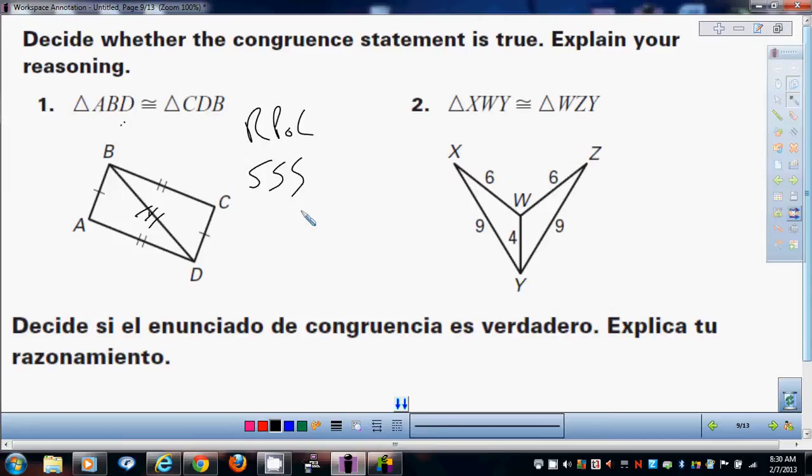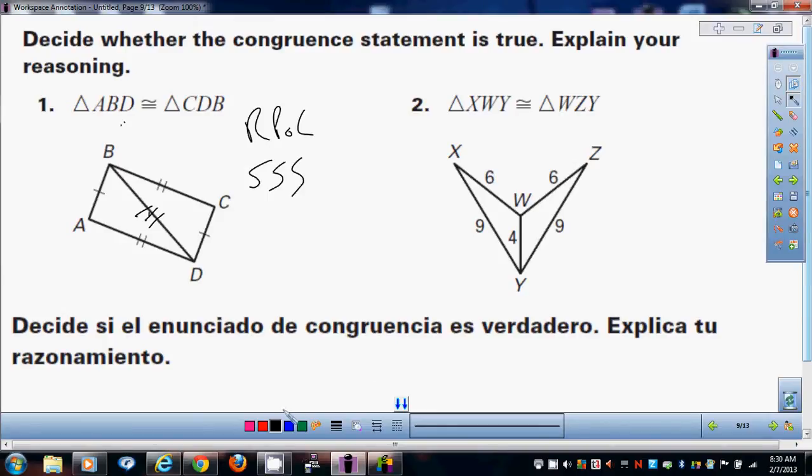The reflexive property of congruence, comma, side, side, side. As long as you know what they stand for, that's fine.